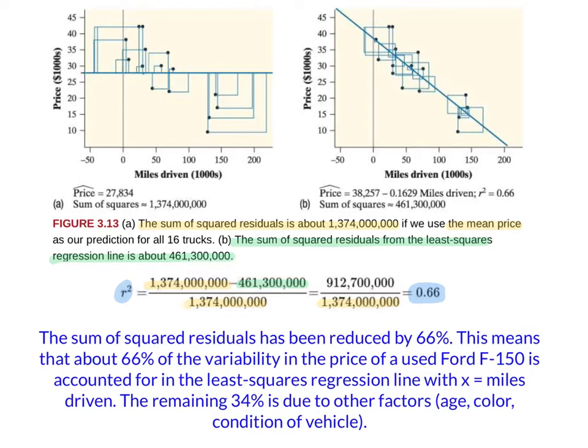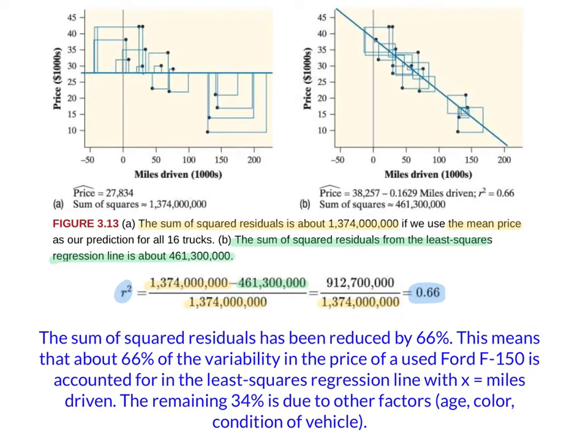So what does that mean in this used car world? It means that the sum of squared residuals has been reduced by 66%. That means that about 66% of the variability in the price, so, right, like the difference, am I paying $5,000 more for this truck or not? So the variability is represented in that line of best fit. So 66% is not terrible.